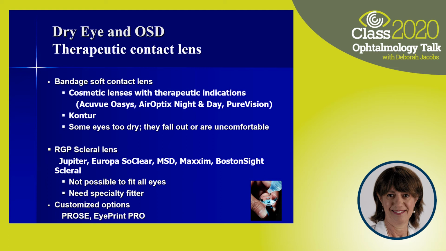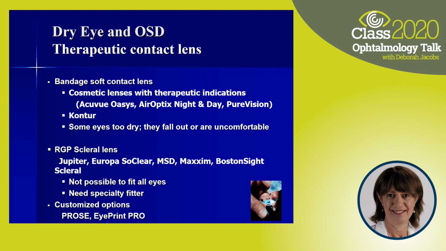Another good option is RGP scleral lenses. These are used on a daily wear only basis. There is lower risk of infection because of the RGP material and the daily wear basis. There are numerous brands out there. I've not listed them all. They include Jupiter, Europa, SoClear, MSD, Maxim, Boston Sight Scleral.